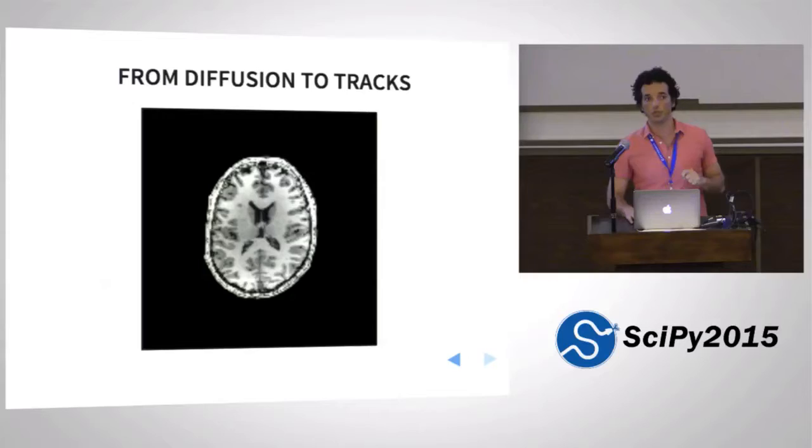We can summarize the diffusion in that location, but you can also go from the diffusion in that particular location to tracks that connect different parts of the brain. And this is how we do it. So again, we're looking at a horizontal slice through the brain.